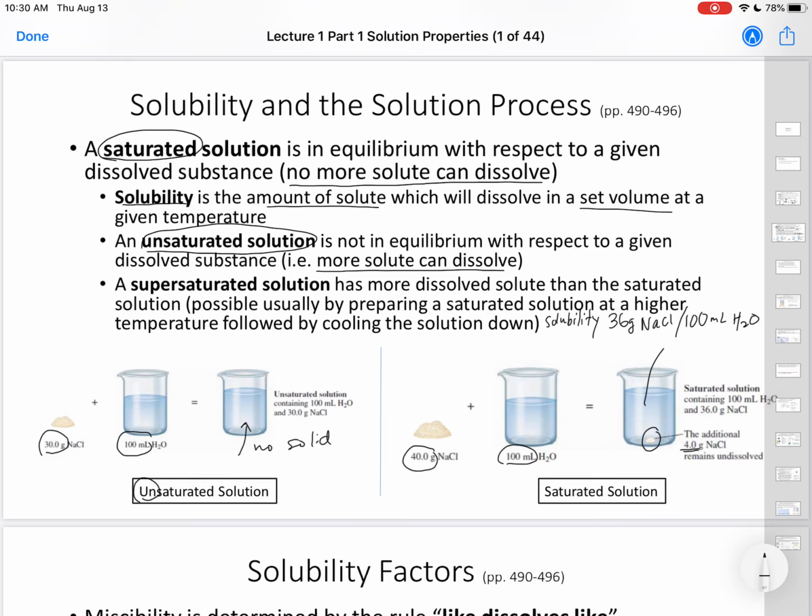Okay, so the solubility will tell you how much will dissolve in a given volume. It's really useful if you're making a solution, right? When you look up a saturated solution like this, it's really easy to make the correct amount of solute in the water. A supersaturated solution has more dissolved solute than the saturated solution, and often it is done by preparing a saturated solution at a higher temperature, and then we cool the solution down, and it makes a supersaturated solution.